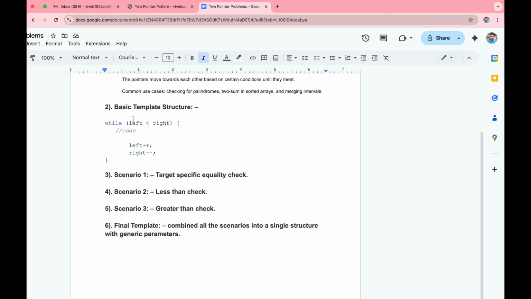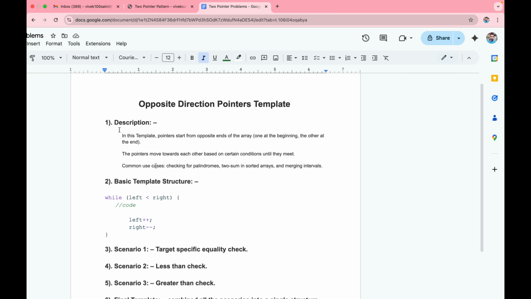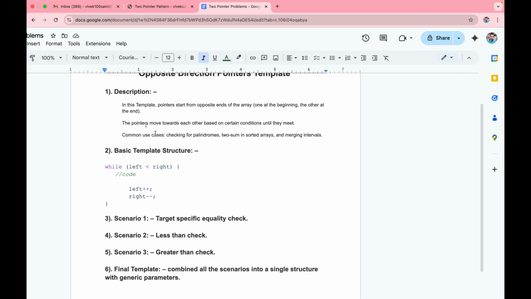Here we have a few points, and I will explain everything in detail. Let's start with the description. In this template, the pointers start from opposite ends of the array. The left pointer starts from the 0th index and the right one starts from the last index of the array. The pointers move towards each other based on a certain condition until they meet. This is our second point.